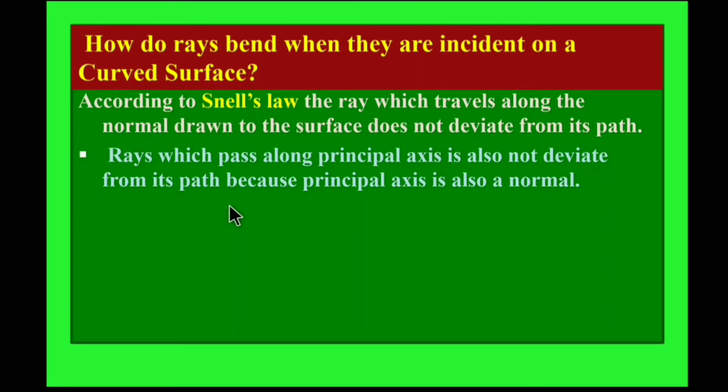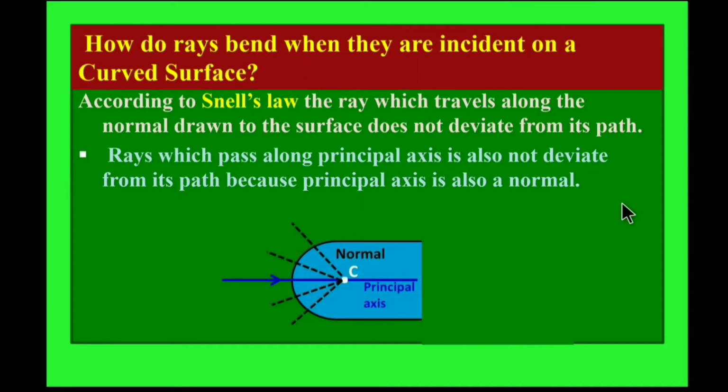If any light ray is passing along the principal axis, there will be no deviation and no bending. Why? Because the principal axis is also a normal. If any light ray is coming along the normal, then no bending takes place and no deviation takes place.